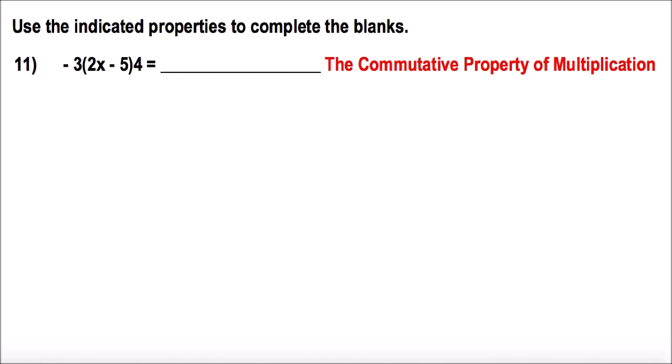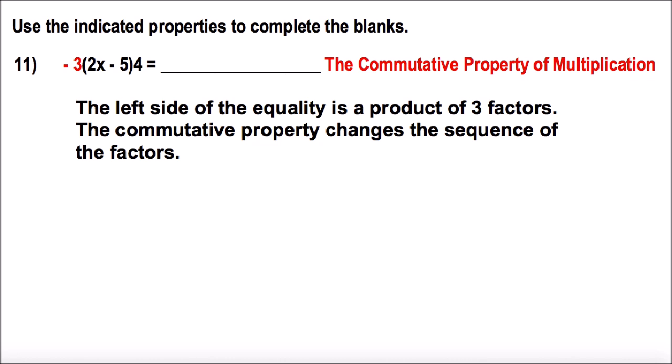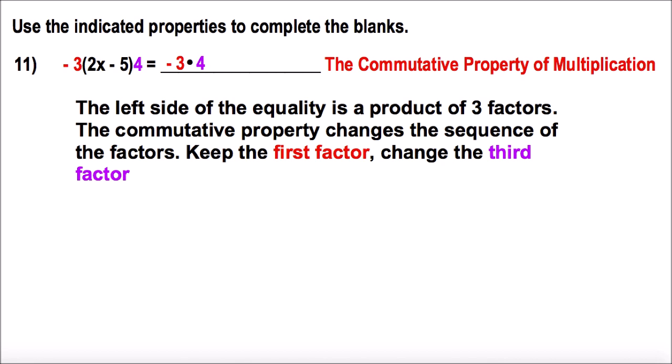Negative 3 times the quantity 2x minus 5 times 4 equals what, given the commutative property of multiplication? The left side of the equality is a product of 3 factors. The commutative property changes the sequence of these factors. Keep the first factor, change the third factor, so we kept the negative 3, change the third factor by making it the second factor, so times 4. And since we interchanged it with the second factor, the second factor comes last, the quantity 2x minus 5.